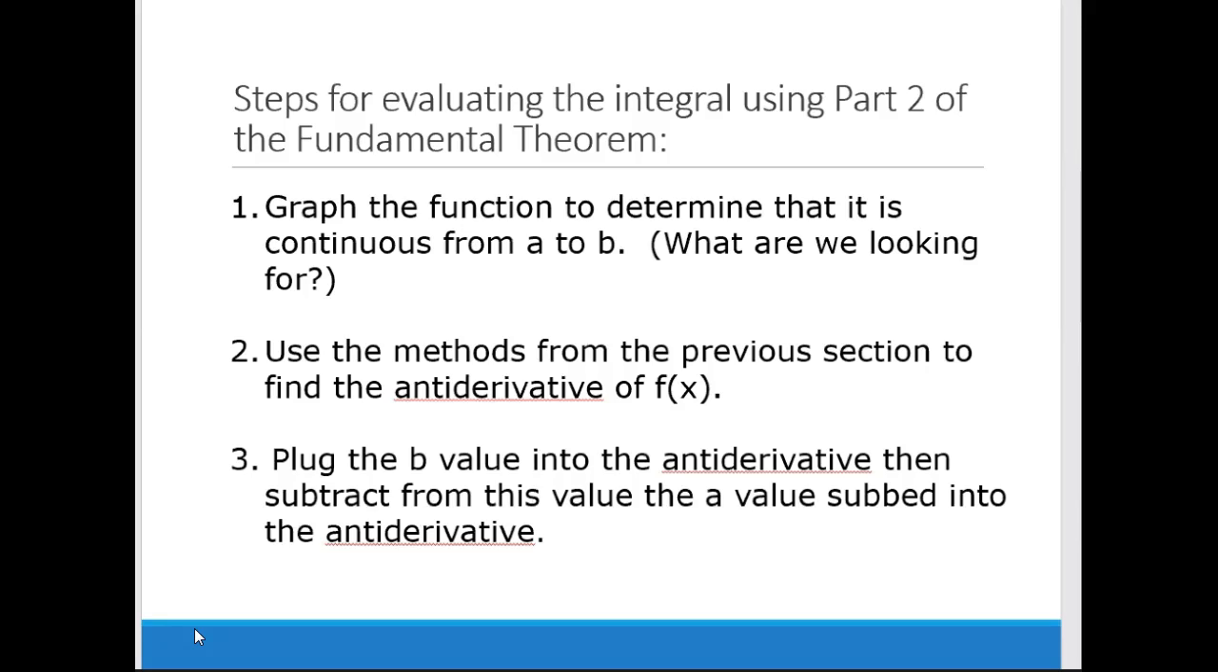Take a minute. I typed all these steps out for you on the next page in your note packet, but I want you to read through steps 1, 2, and 3. So just take a minute and read through 1, 2, and 3.